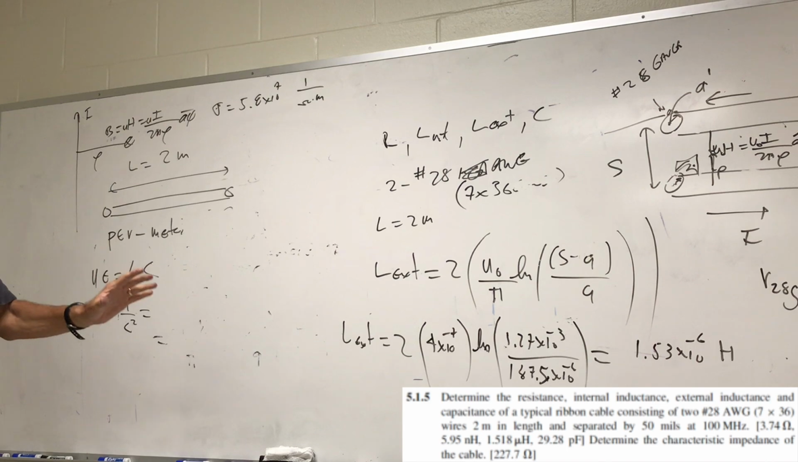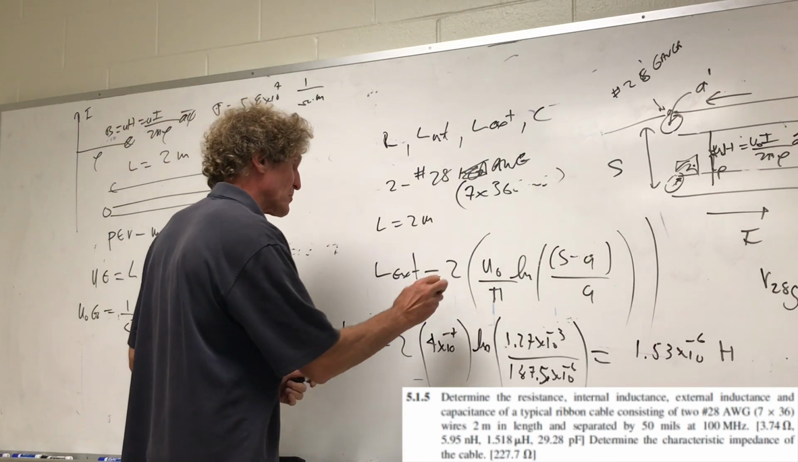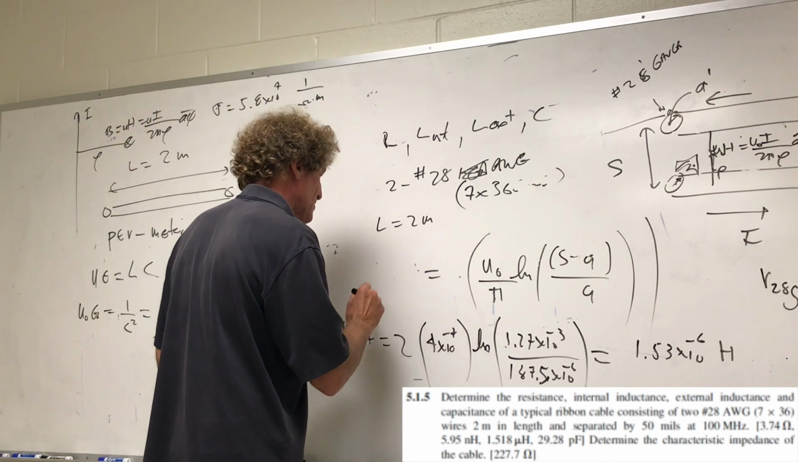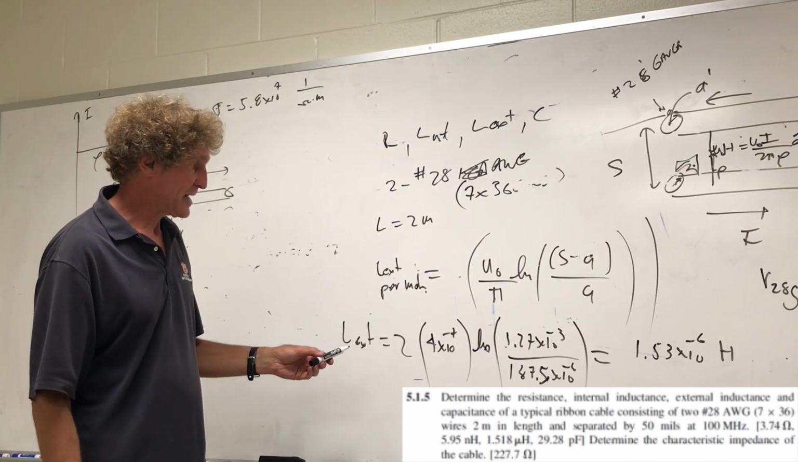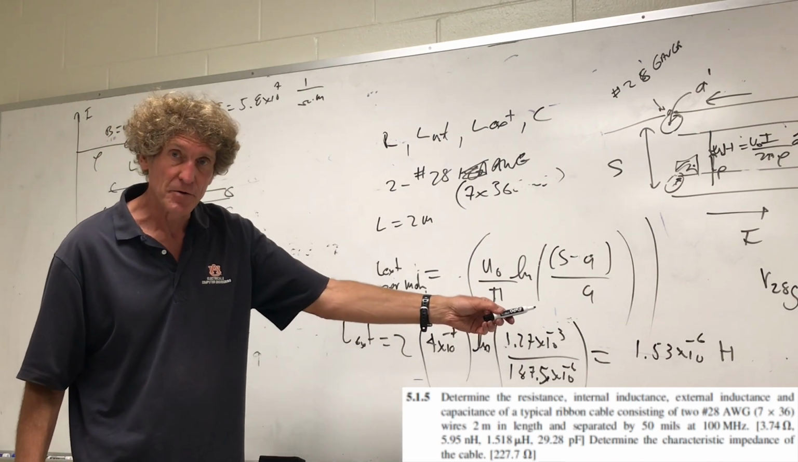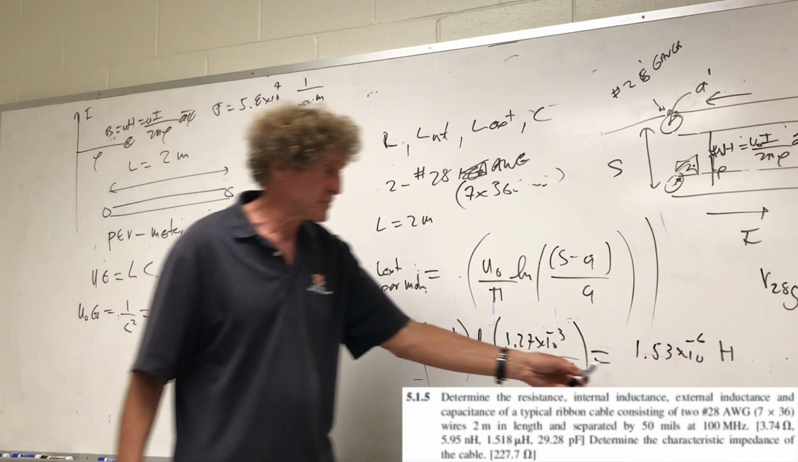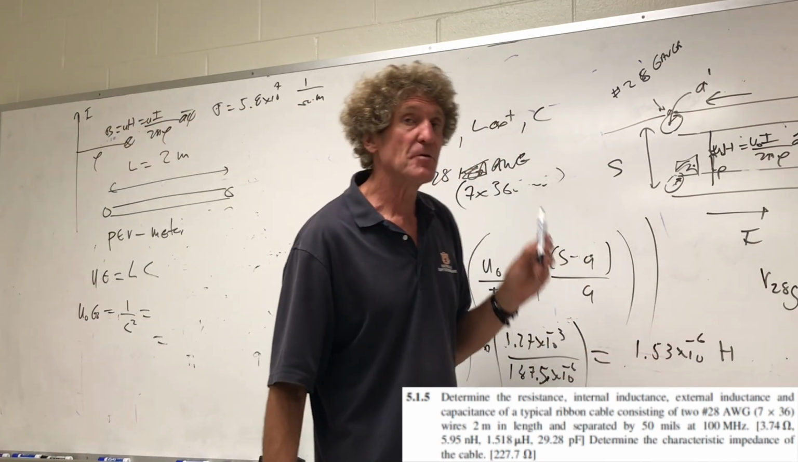But that's L per meter. This is what L per meter would be. This is L external per meter. So if you take that answer that we got and divide it by 2, that would be the L per meter. This is the answer we got for 2 meters, right? Divide by 2, now you get per meter.